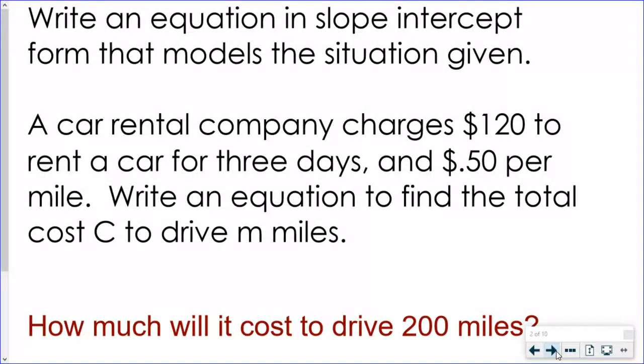It says a car rental company charges $120 to rent a car for 3 days, and 50 cents per mile. Write the equation of the total cost C. Okay. So normally my equation of the line is y equals mx plus b. B is usually the starting cost. It's just an amount. So how much does it cost just to get in the car? How much does it cost just to rent out the car?